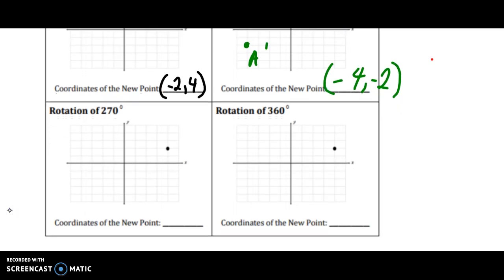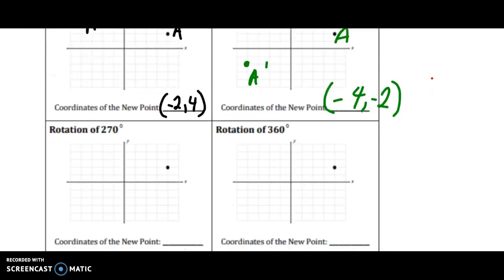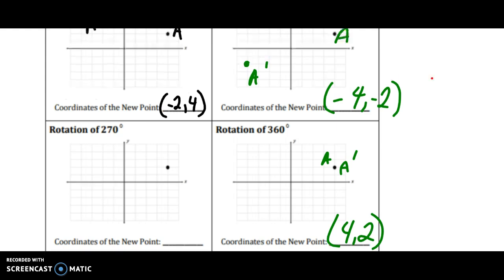Okay. So we're going to do the same thing for 360. I'm sorry, not 360. 360 is going to be easy. If we rotate fully around, we're going to be back where we started. So if this is A, this will also be A prime. So we're just going to fill that in 4, 2. If you make a full circle, you are facing the same direction you started with. All right, for 270, again, we'll show you how to do that with the paper.